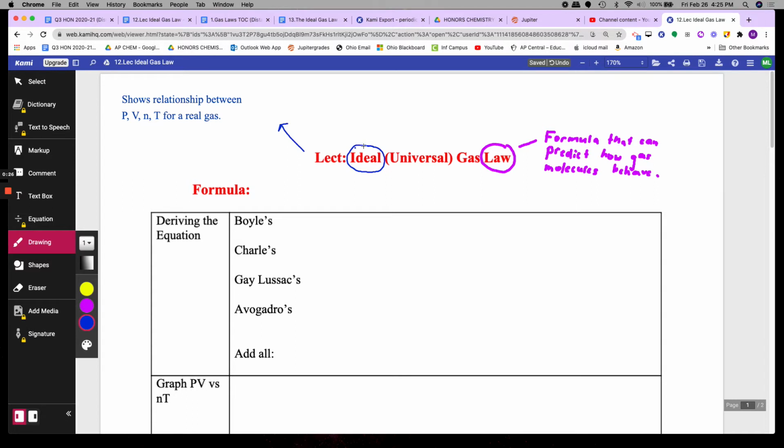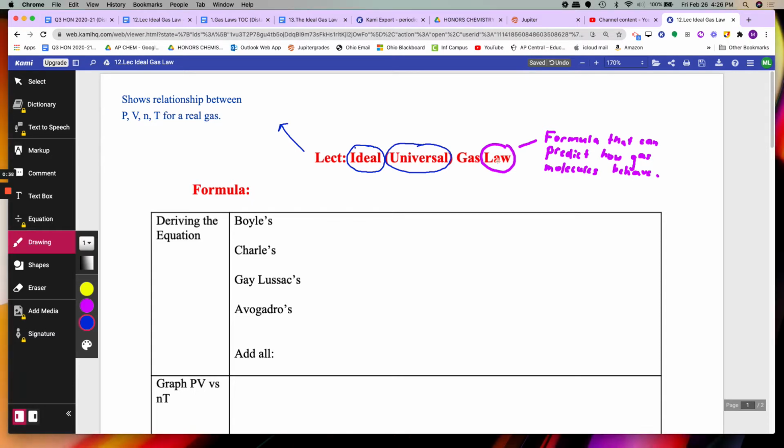Okay, so if it were a perfect gas, you're going to be able to get a universal law. This universal law is one formula that can derive all the other formulas about gases. Okay, it's a law that tells you a formula that predicts how gas molecules behave. Okay, so the ideal gas law, the formula is PV = nRT. So this gas law shows the relationship between P, V, and T for real gases.